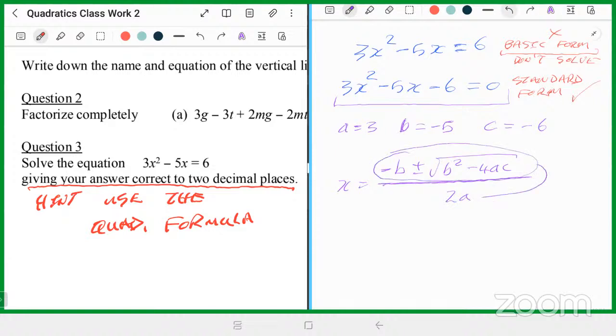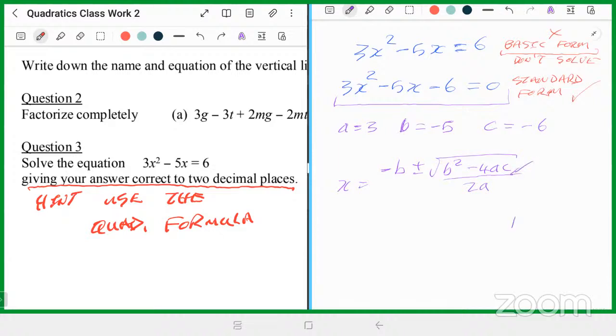The common mistake is for persons to put this part alone over the 2a, which is wrong. Let us not do that, please. It's a very common mistake. Why is it a common mistake? Because of how the formula is verbalized: minus b plus or minus square root of b squared minus 4ac over 2a. See that word, over 2a?